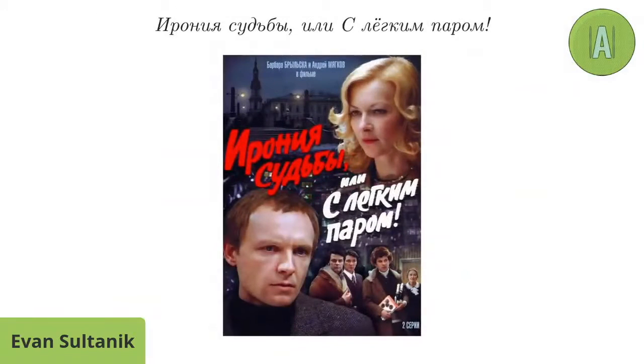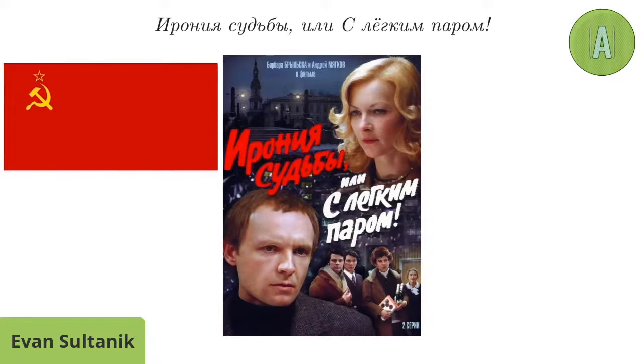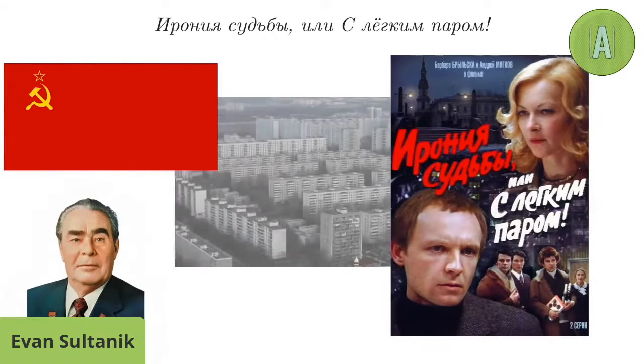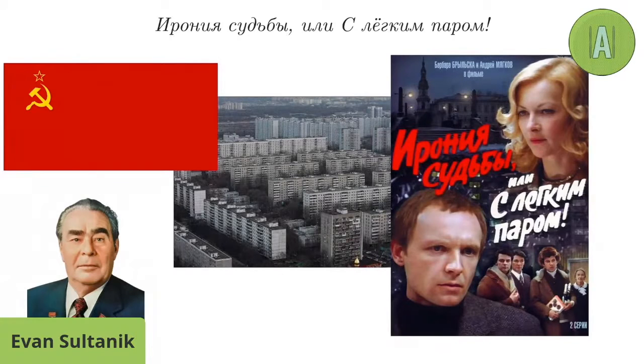There is a very famous Soviet film called Ironiya sudby, ili S legkim parom. And it pokes fun at Brezhnev-era public housing and architecture. And what happens is the protagonist gets drunk, as one does in the airport, and mistakenly gets on the wrong airplane. He thinks he's going back to his home town of Moscow, but instead he lands in St. Petersburg or some such. He gets out of the airplane.